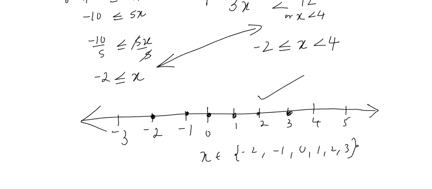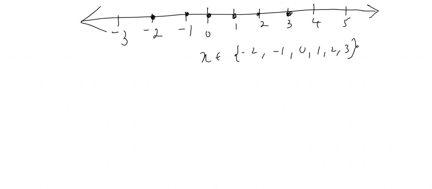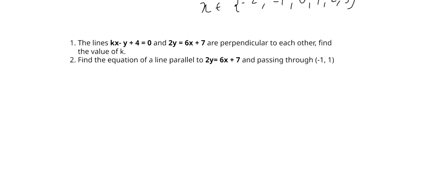So let's go on to the next type of problem. We'll take one from coordinate geometry. All right. So how about a question like this? The lines kx minus y plus 4 is equal to 0 and 2y is equal to 6x plus 7 are perpendicular to each other. Find the values of k.